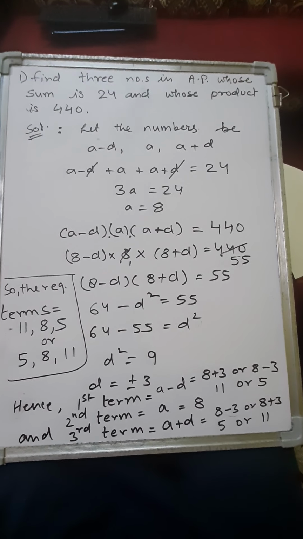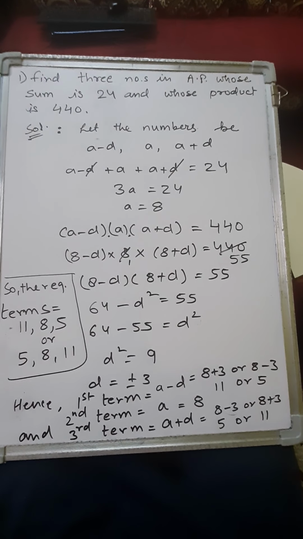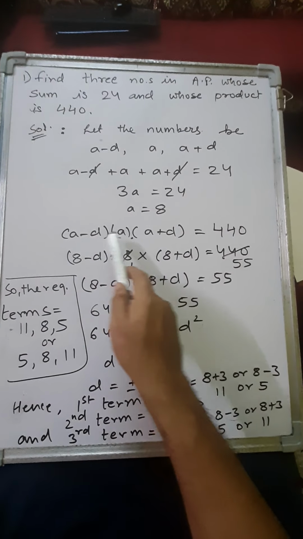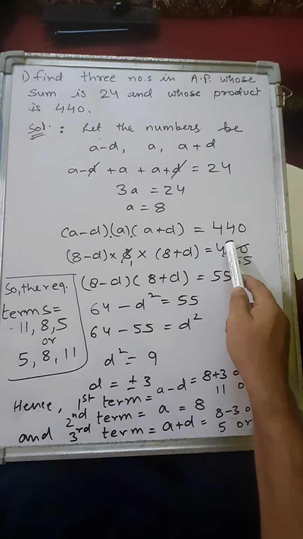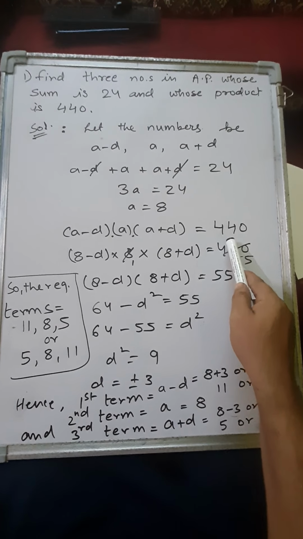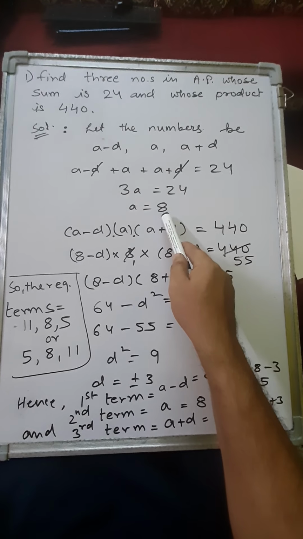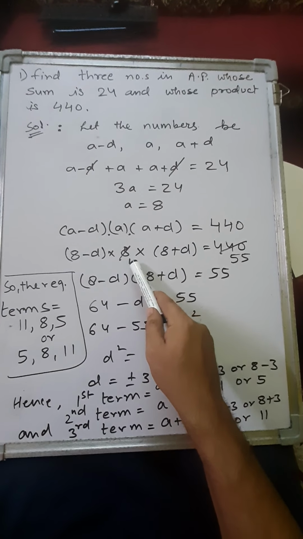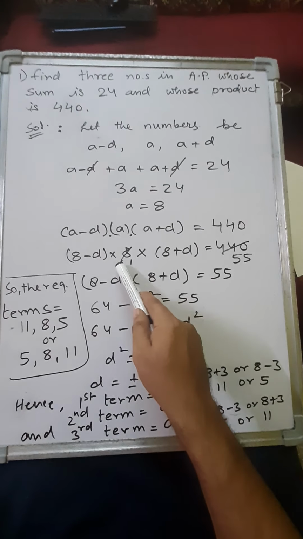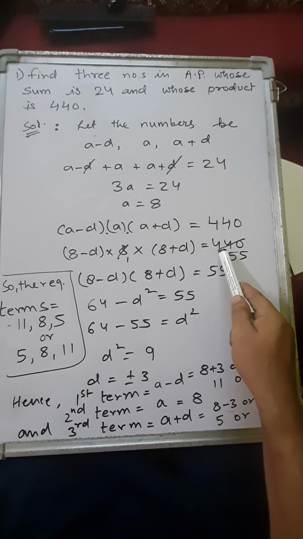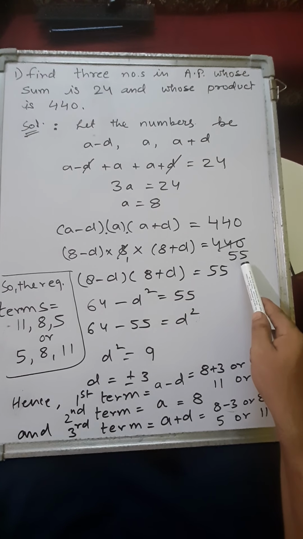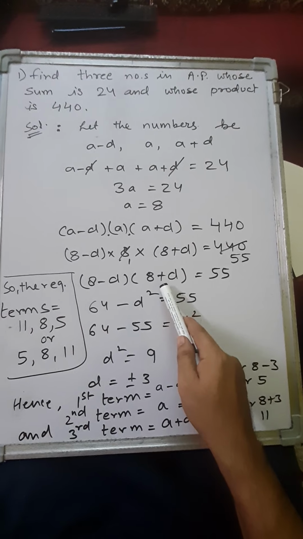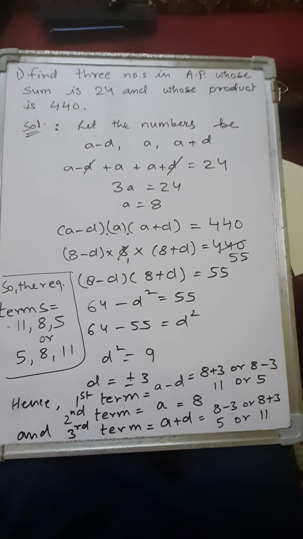Now the question says the second condition, the product of the three terms is 440. That means when we multiply these three terms, we'll get 440. Now substitute the value of A as 8. So it will be 8 minus D into 8 plus D. This 8 will be cross multiplied and get cancelled. 8 fives are 40, 8 fives are 40. Right, children? So the expression will be 8 minus D, 8 plus D equals 55.